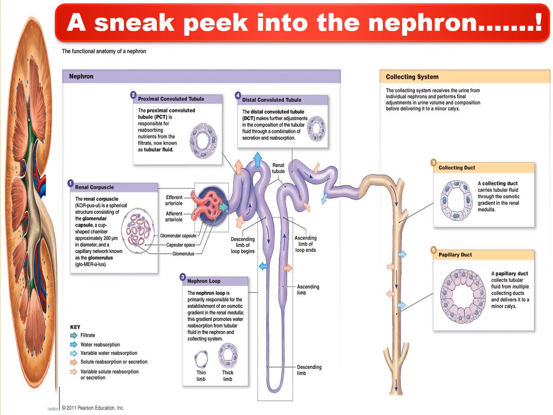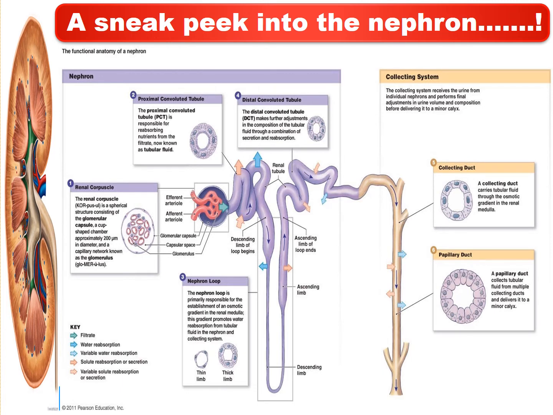First, go through the collecting duct. A collecting duct carries tubular fluid through an osmotic gradient in the renal medulla. Then the papillary duct. A papillary duct collects tubular fluid from multiple collecting ducts and delivers it to a minor calyx.